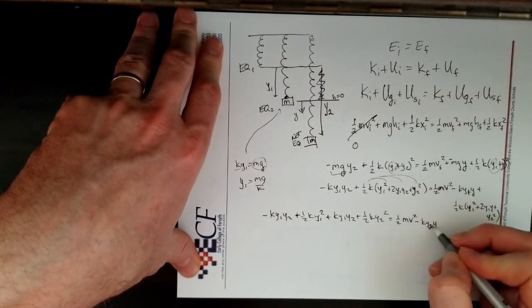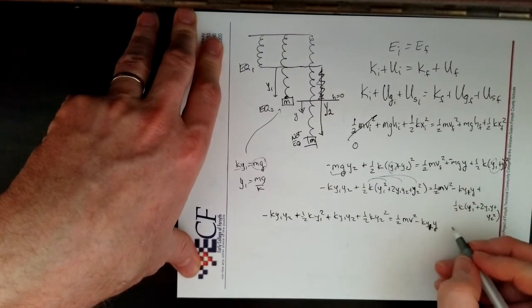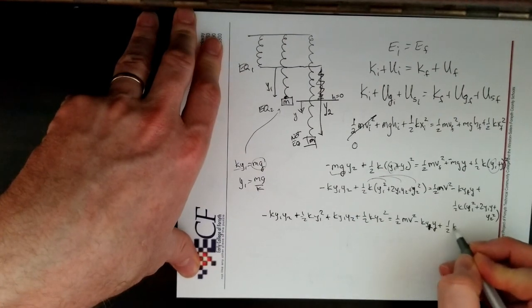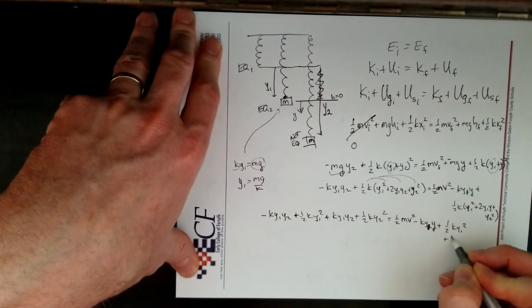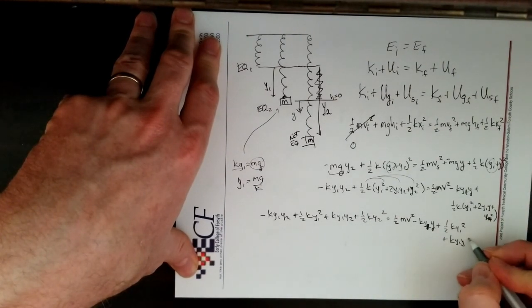That is K1 there. So that's Y1. That's a Y1. Plus, and then distributing 1/2 KY1 squared plus KY1Y. That's not Y2, that's just plain old Y. Plus 1/2 KY squared.